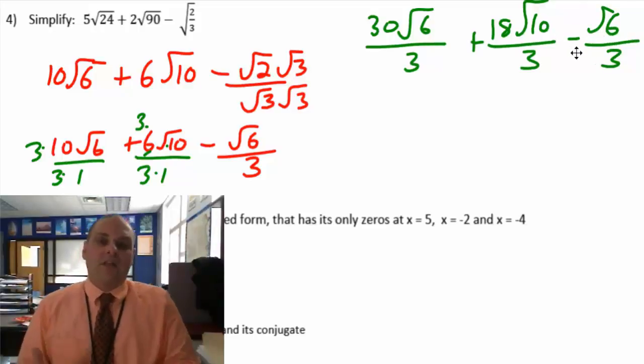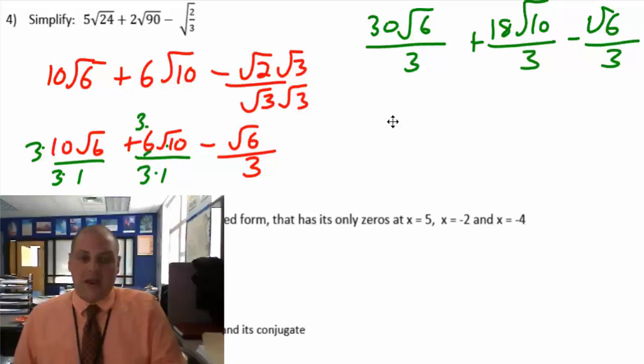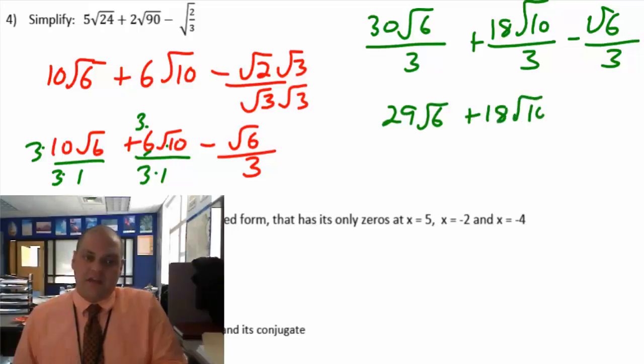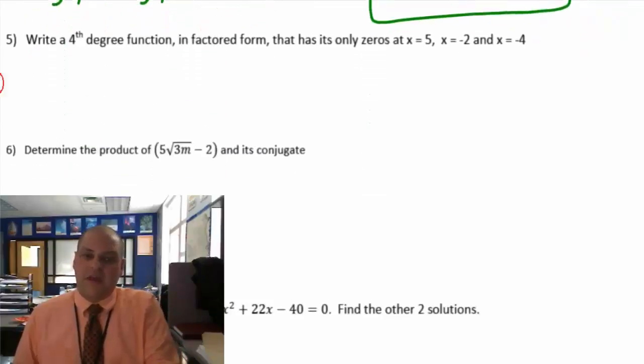I can only combine like terms. My radical 6's can combine. 30 minus 1 is going to be 29 radical 6. And then I have to just put plus 18 radical 10. You can't combine because they're not the same radicals. All over 3. And that's going to be my final answer there. I can't do anything else with that.